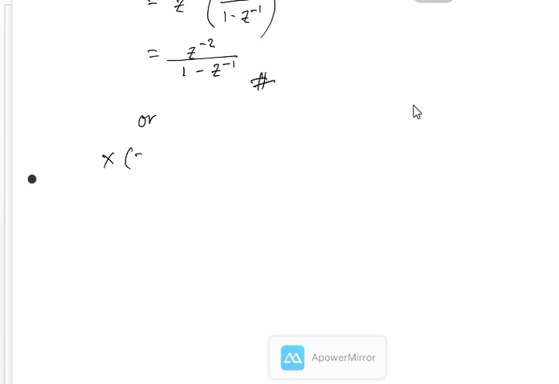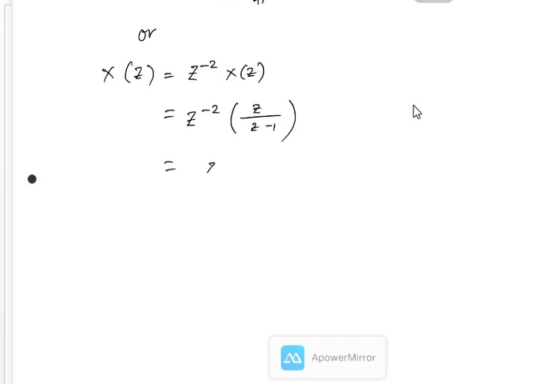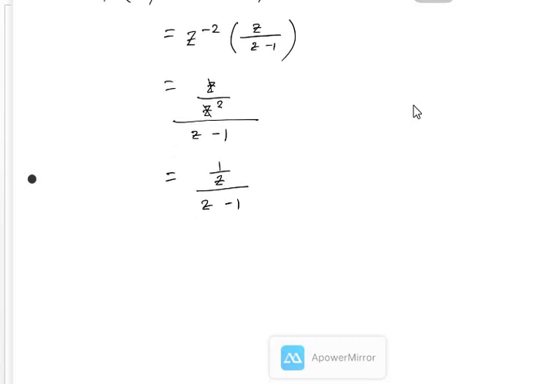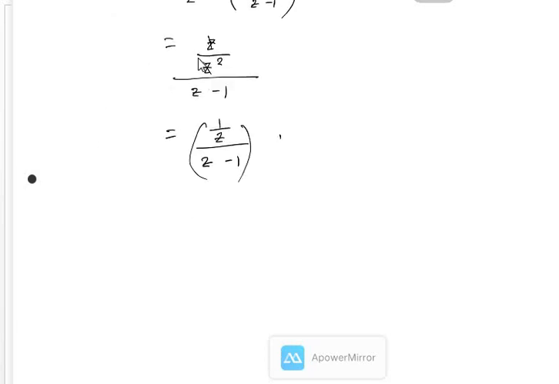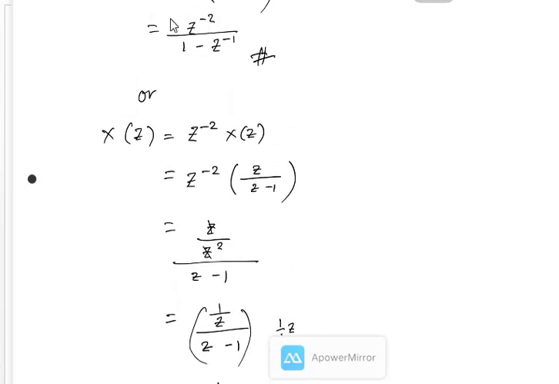X(z) equal to z to the power of minus 2 times X(z). This is equivalent to z to the power of minus 2 times z over z minus 1. This means z divided by z squared, divided by z minus 1. So you will get 1 over z times z minus 1, because this one you cancel out. So what if we want to get this form? We can divide everything by z. You will get 1 over z squared divided by z over z, so 1 minus 1 over z. So this is equivalent to z to the power of minus 2 divided by 1 minus z to the power of minus 1, which is the same as the other answer.